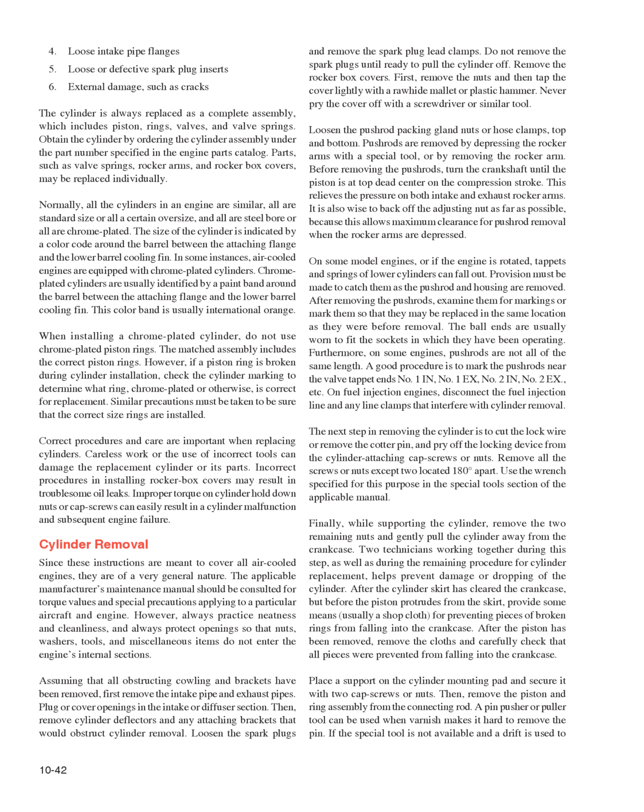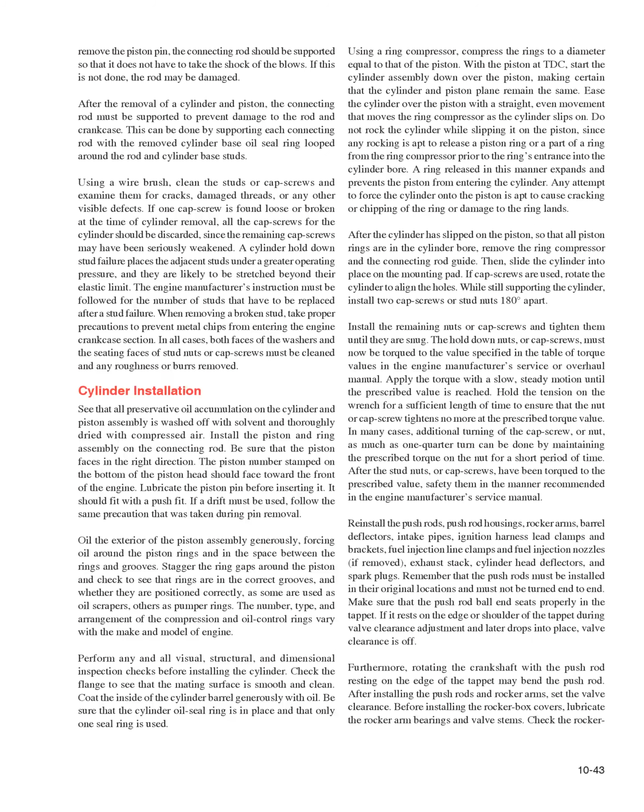A pin pusher or puller tool can be used when varnish makes it hard to remove the pin. If the special tool is not available and a drift is used to remove the piston pin, the connecting rod should be supported so that it does not have to take the shock of the blows. If this is not done, the rod may be damaged. After the removal of a cylinder and piston, the connecting rod must be supported to prevent damage to the rod and crankcase. This can be done by supporting each connecting rod with the removed cylinder base oil seal ring looped around the rod and cylinder base studs.